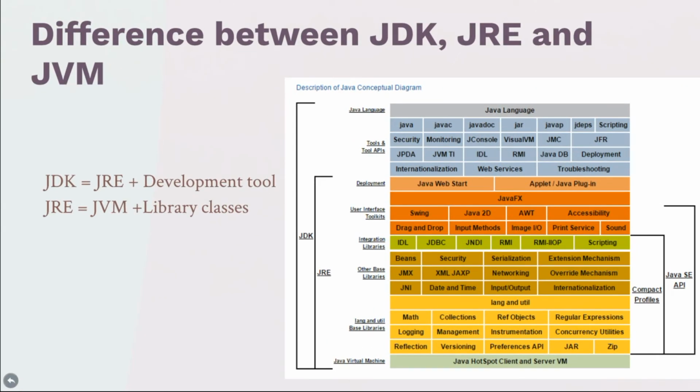To understand the difference between those three, the JDK, the JRE, and the JVM, don't worry, you don't have to understand all the terms or all what the picture says now. You need to understand two things: the JDK is the combination of the JRE and the development tools, and the JRE is the JVM and library classes. Okay, that's all what you need to know now.